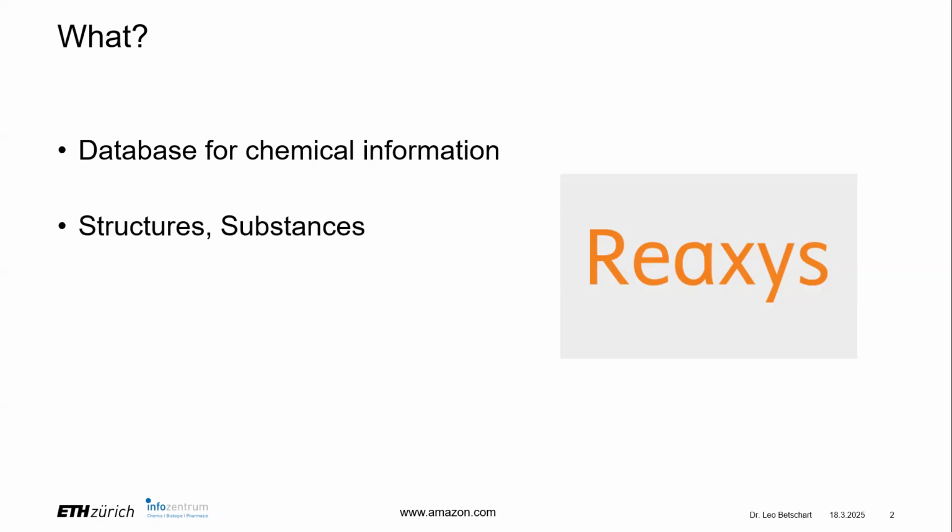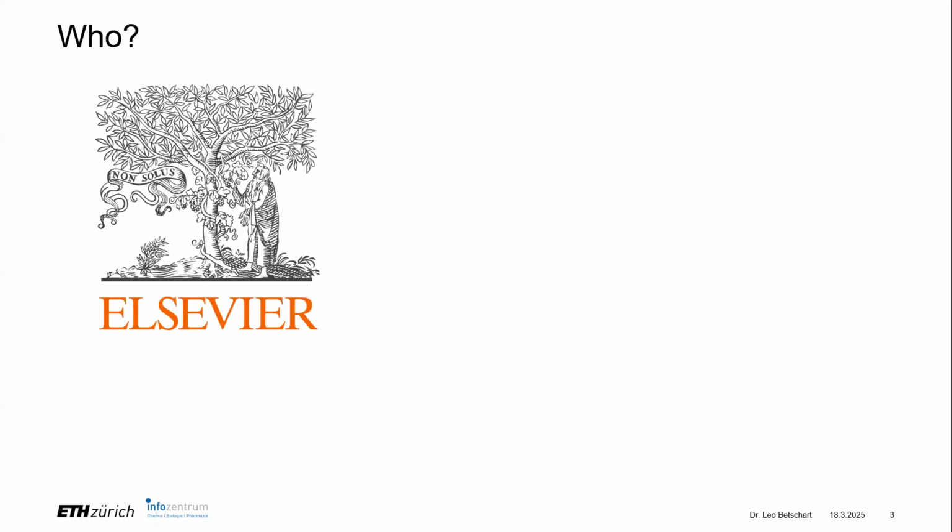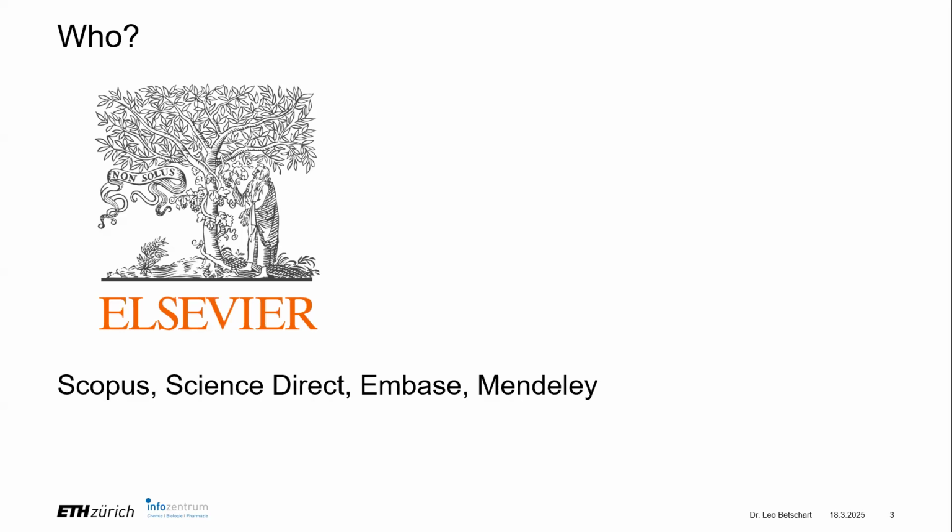In there, you find structures, you find substances, but also for these substances, you often have attached data like chemical and physical properties, reactions, and then, of course, the links to the corresponding literature. Reaxys is owned and developed by Elsevier, one large publishing company. Other products from them you might know are Scopus, Science Direct, Embase, or Mendeley.